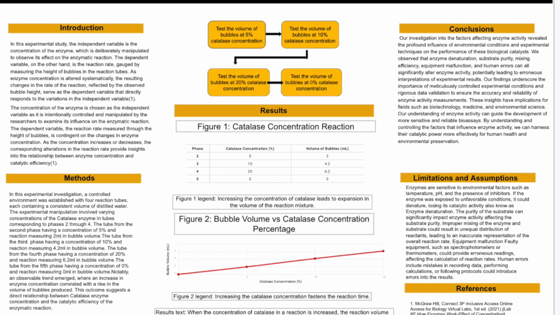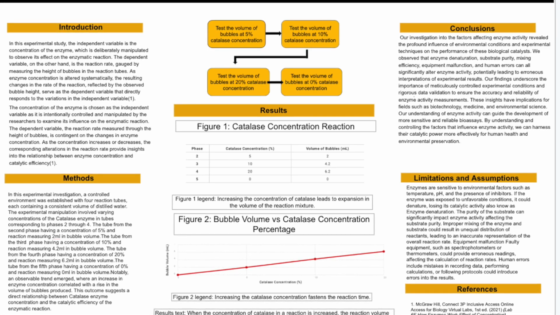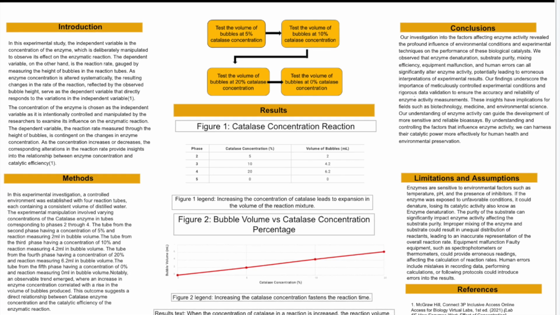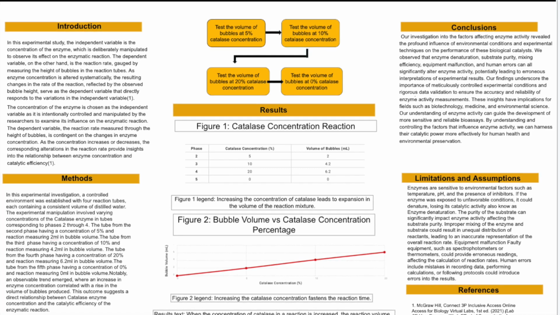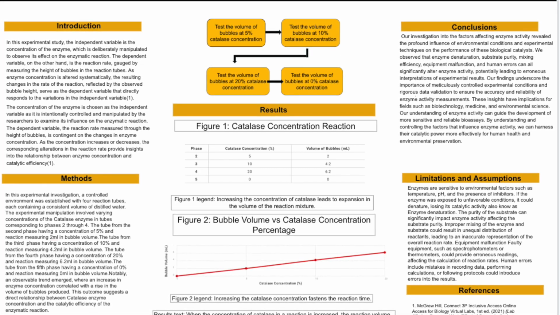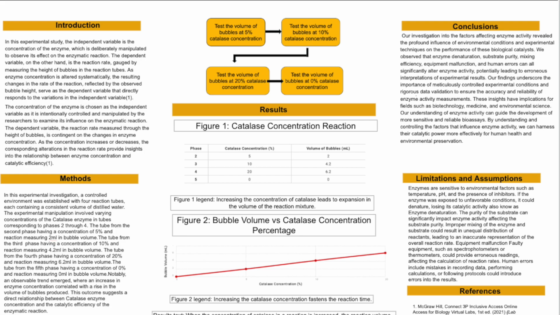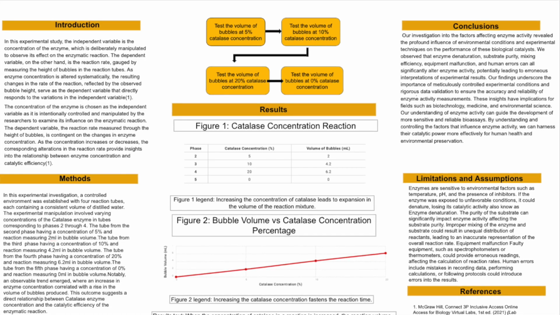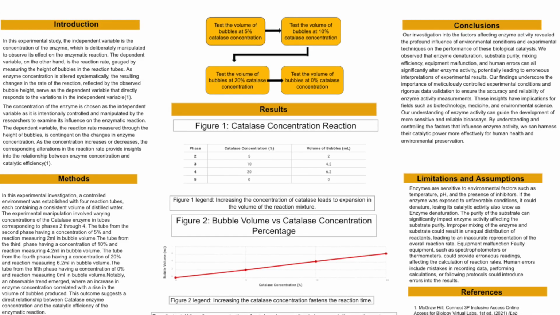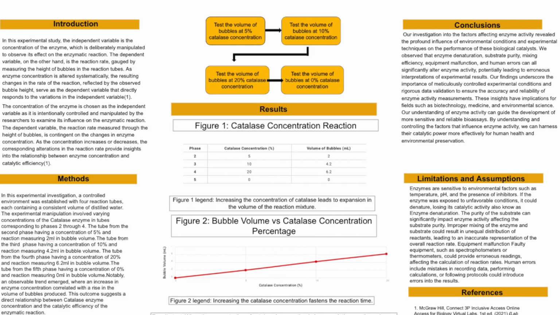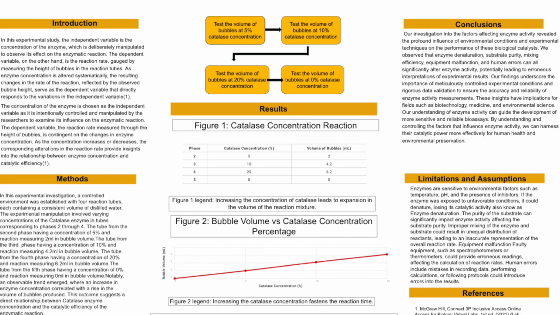As for the methods, the experimental setup for this experiment is as follows. Four reaction tubes are prepared, each containing a consistent volume of distilled water. Varying concentrations of the catalyst enzyme are added to each tube, except for the fourth tube, which serves as the control. A fixed volume of hydrogen peroxide substrate is added to each tube. The tubes are incubated at a consistent temperature. The volume of bubbles produced in each tube is measured over time.